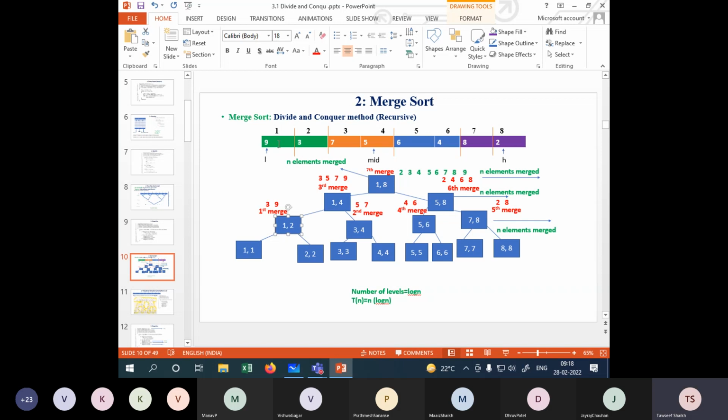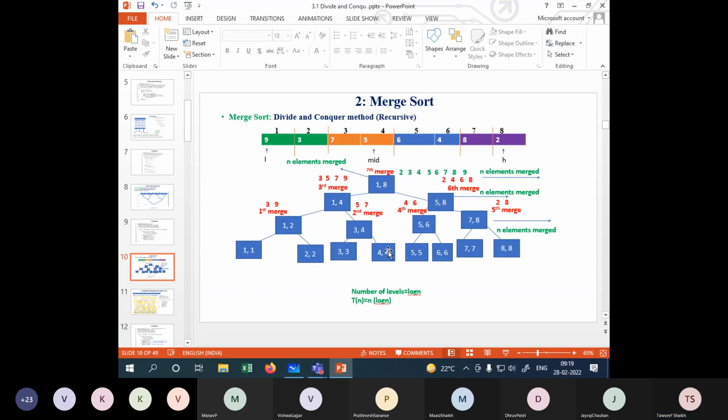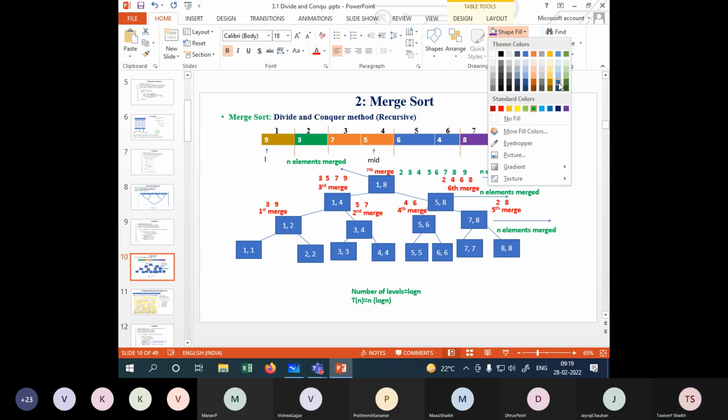Low is pointing to 1, and mid is also pointing to 1 for this array. When low and mid are pointing to the same memory location, we call merge sort from low comma mid. So merge sort from 1, this is the first element, and this will be the second element. So we have again divided this array into two more sub arrays. This will become a separate sub array, like we did. Let's colorize it differently.